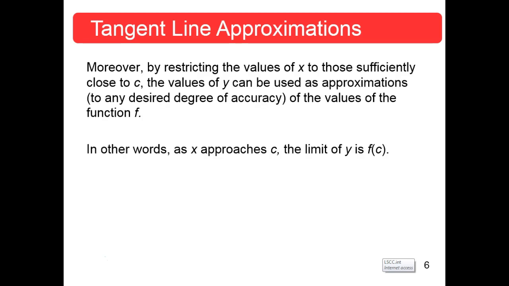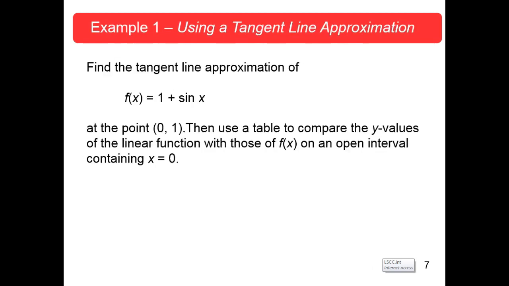Moreover, by restricting the values of x to those sufficiently close to c, the values of y can be used as approximations to any desired degree of accuracy of the values of the function f. In other words, as x approaches c, the limit of y is f of c. Well, of course it is. That's the value at c. When x is c, y is f of c. So this seems a little crazy.